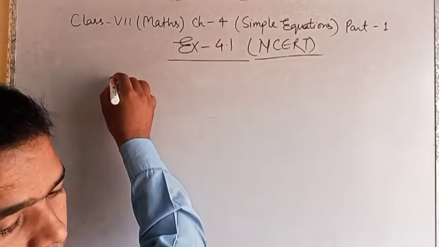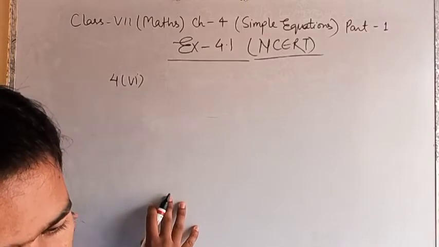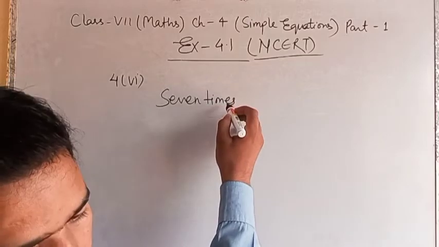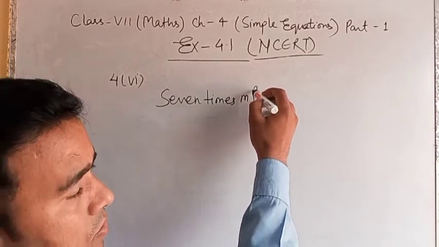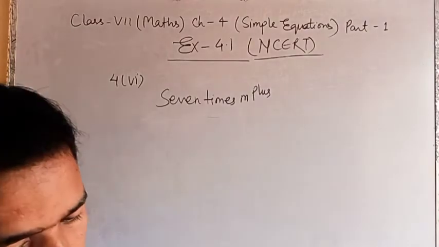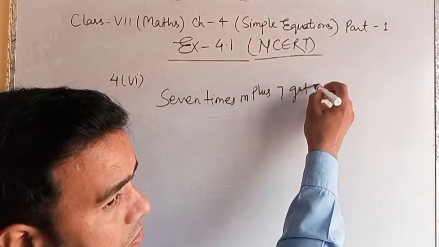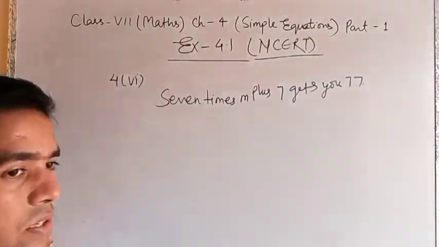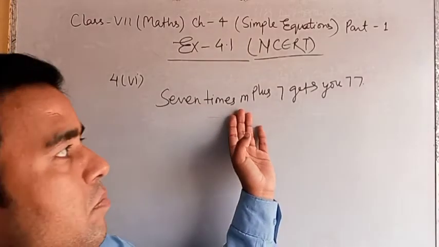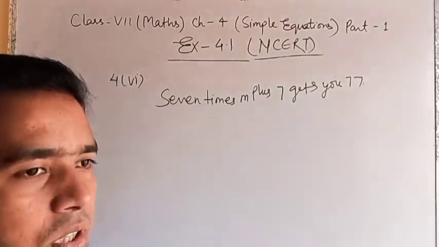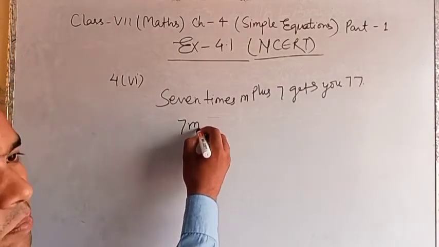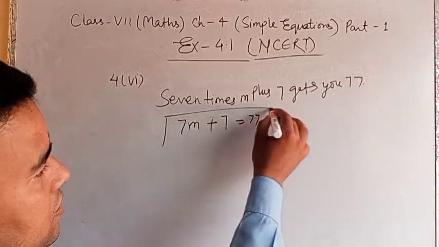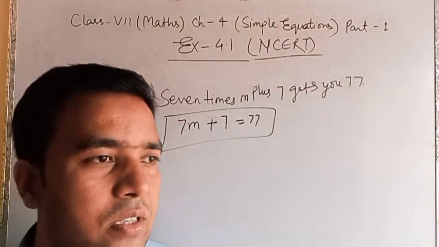6 1: 7 times m plus 7 gets you 77. Clear? 7 times m plus 7 gets you 77. 7 times m means 7m, plus means plus 7, equal to 77. It is the equation. This equation is required.